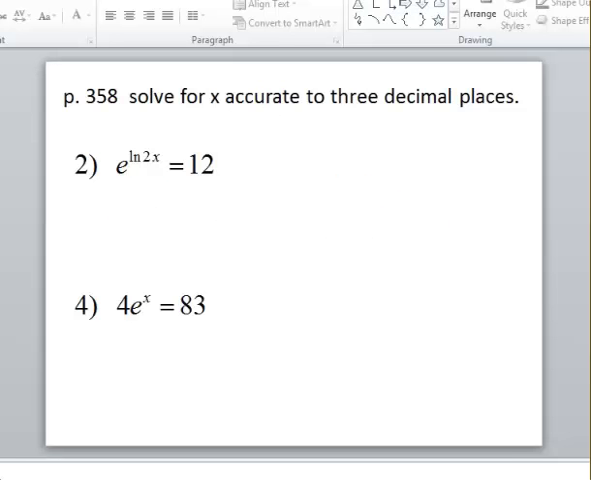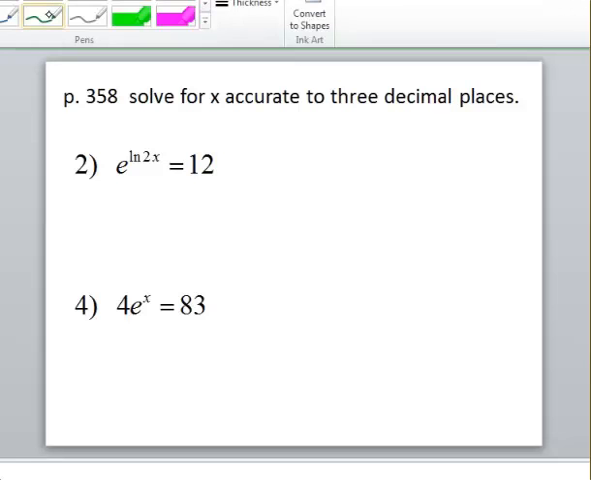What we're going to first start by doing is reviewing how to solve for x in e or ln functions. So this first function, I have e to the ln. That makes it actually pretty nice because we need to remember that e and ln cancel each other out. So I can simply just write that 2x is equal to 12. And then I'll divide by 2 on both sides, and I get x is 6. So that is my answer for that problem.